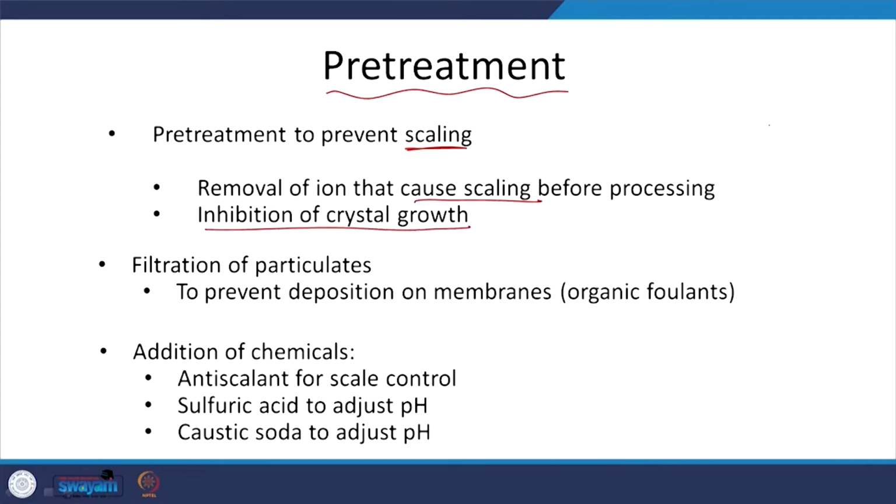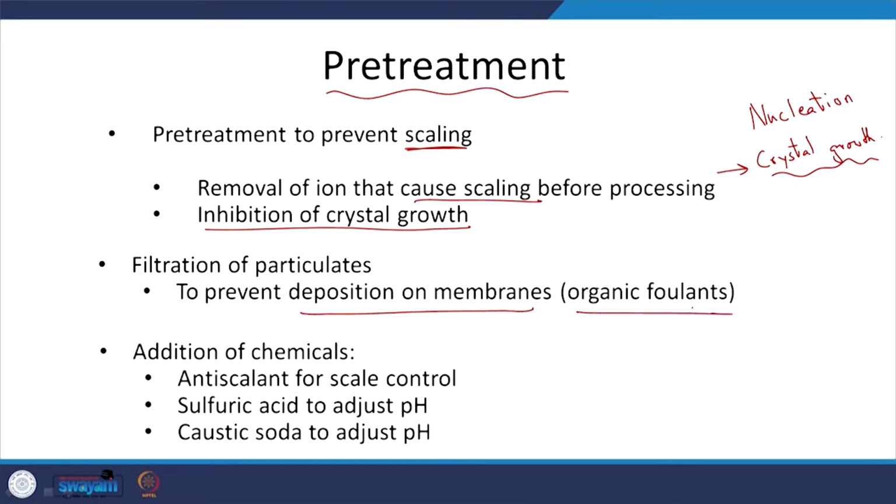In precipitation, there are different stages. One is nucleation, the first step, the next one will be crystal growth, and then agglomeration and so on and so forth. So, you can look at various ways to minimize crystal growth. One is obviously concentration, one is surface area, turbulence and such. That is one aspect to keep in mind. You can also filter out the particulate matter to prevent deposition on the membrane. Obviously, this is relevant to organic foulants, let us say, natural organic matter and so on.